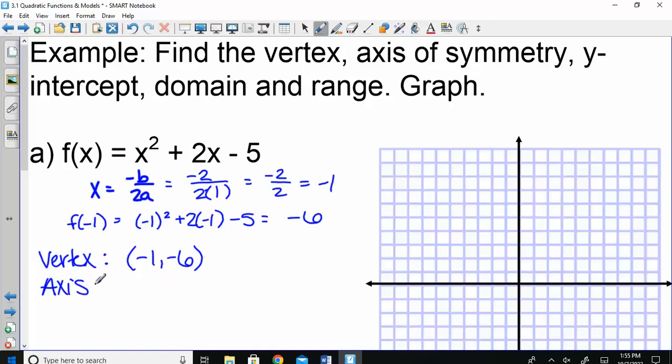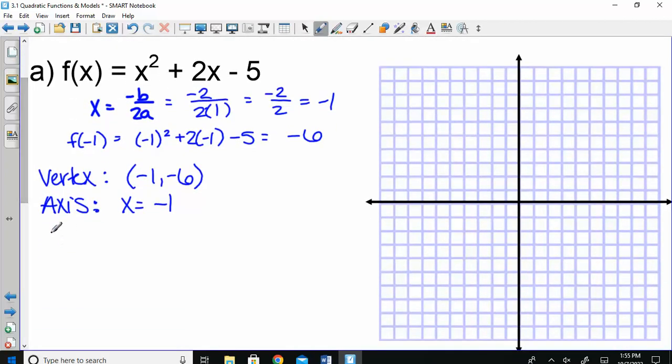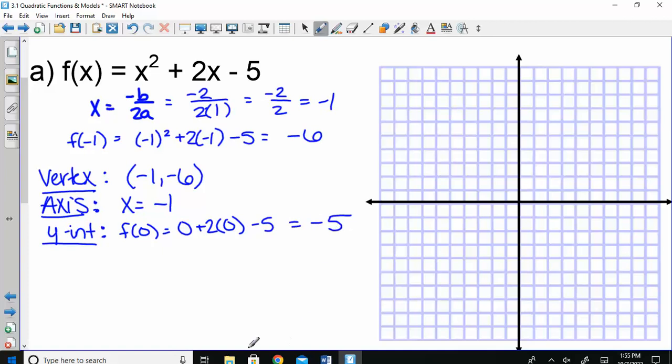If you have this, you can get your axis of symmetry. It's just x equals what? -1. X equals whatever our x value was. All right, how do we get the y-intercept? Put in a 0 for your x, and we get 0 plus 2 times 0 minus 5, so -5. You can write that as an ordered pair if you want, but I don't care. I'm not going to require you to.